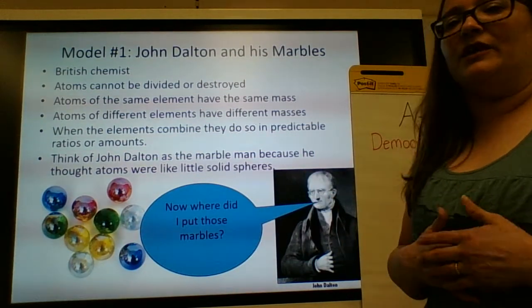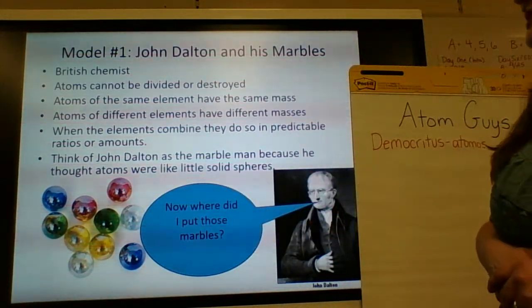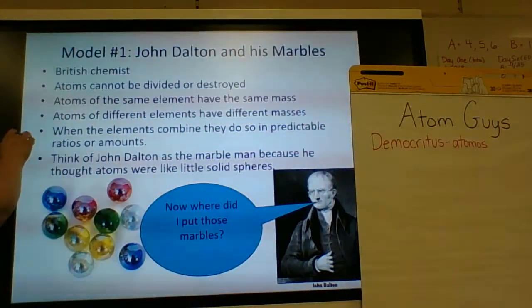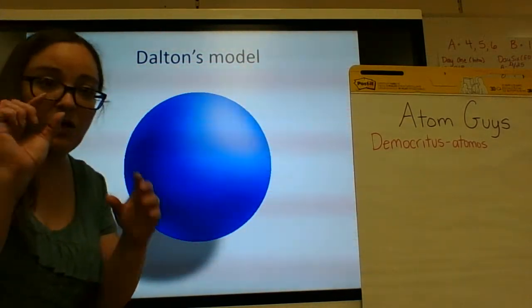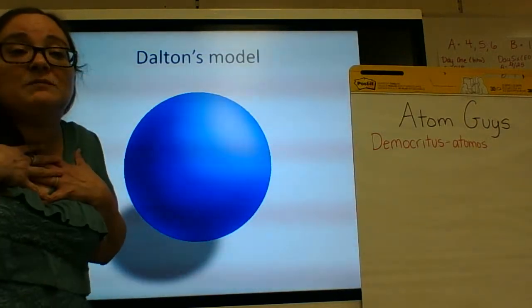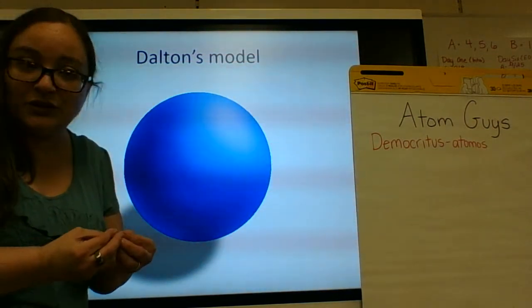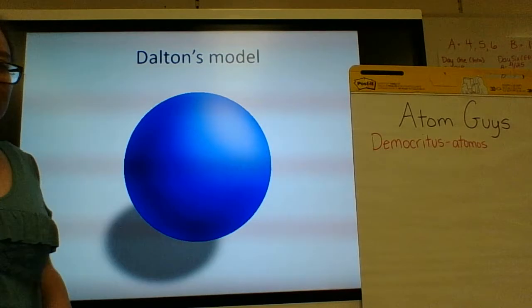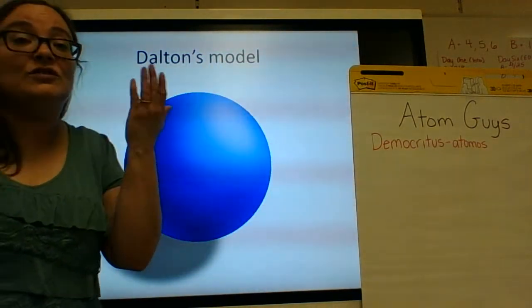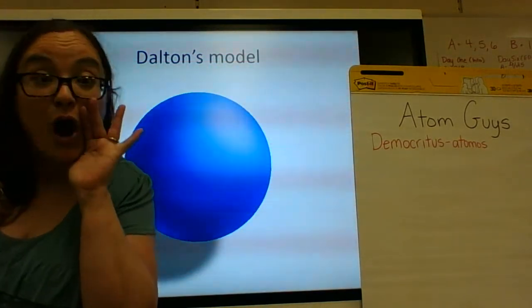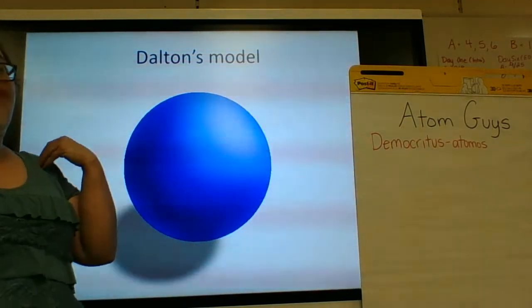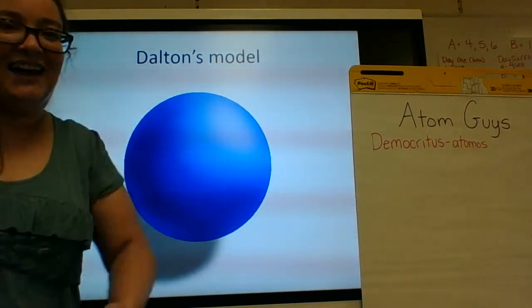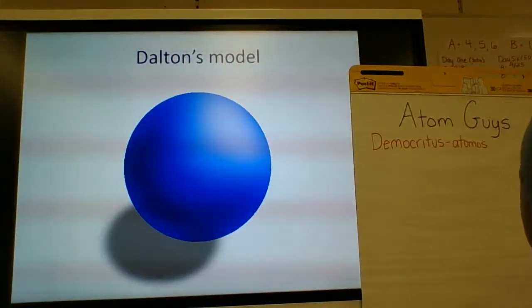Marble is going to be our key word here because he believed that the atom looked like a small solid sphere, like a marble. So his model of the atom was just a small solid sphere, like we were just made up of compact solid little beads. So when I say Dalton, you say marble. Dalton, marble. Democritus, atomos. Good job.